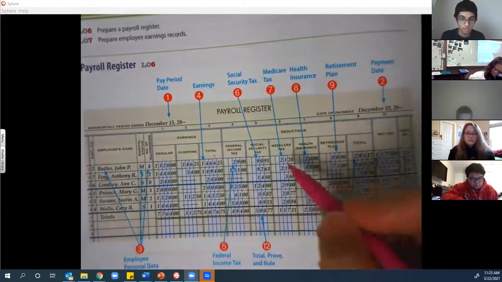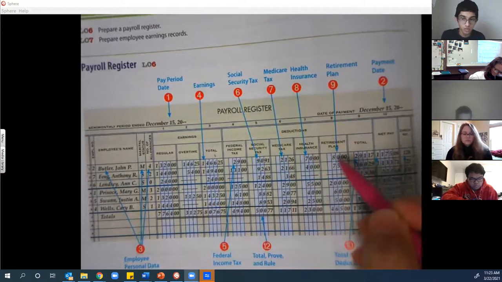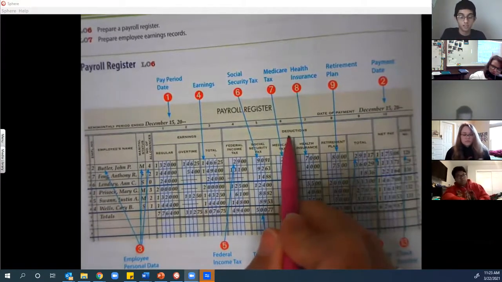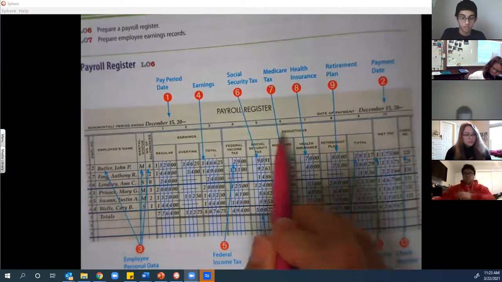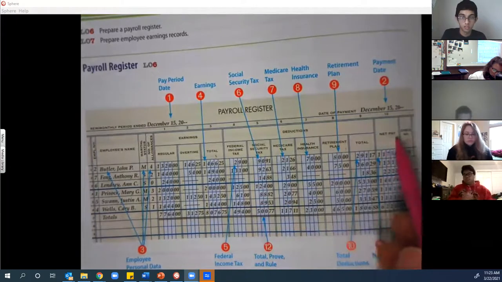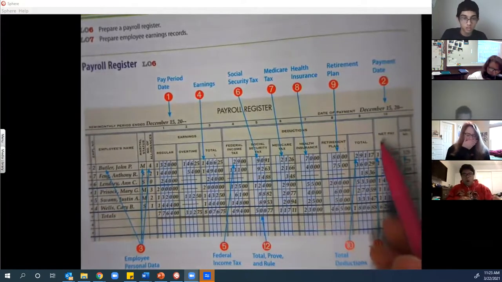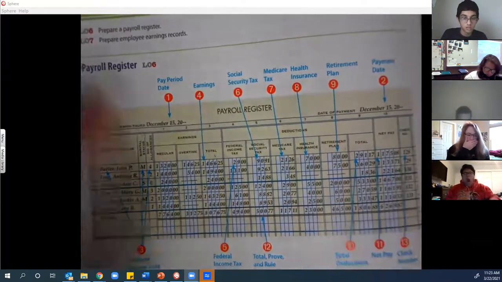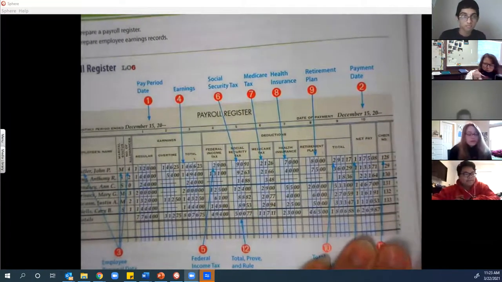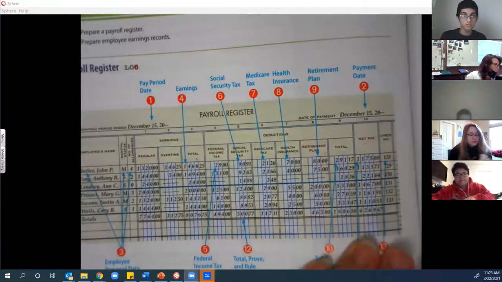This is a percent. This is a percent. This would be a given amount, and then we have a total for deductions. Okay, and then we take the total earnings minus the total deductions to figure out the net pay, which is what the employee gets to take home. And then in this last column, we keep track of what check number we use to write them their check.